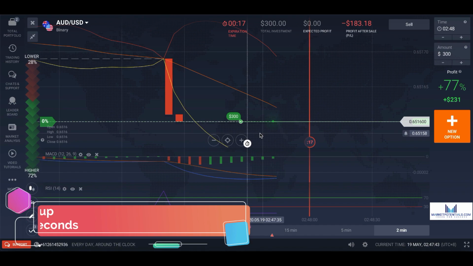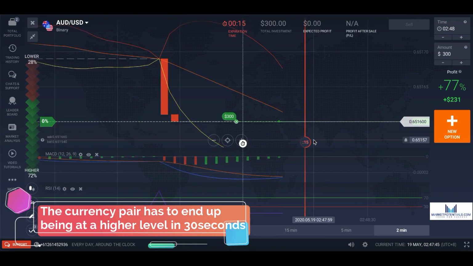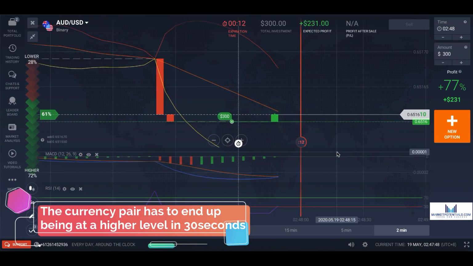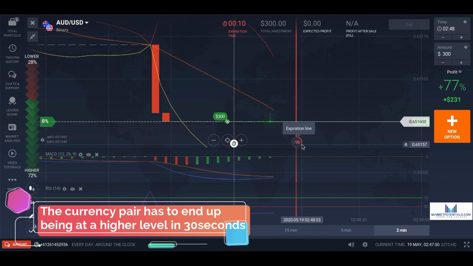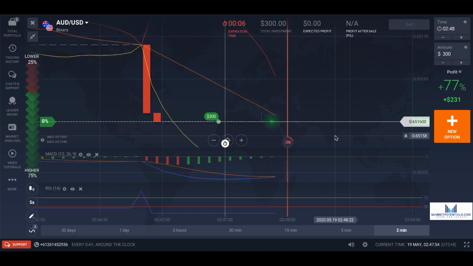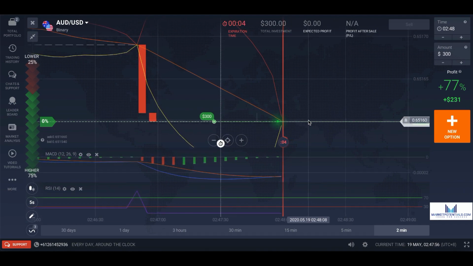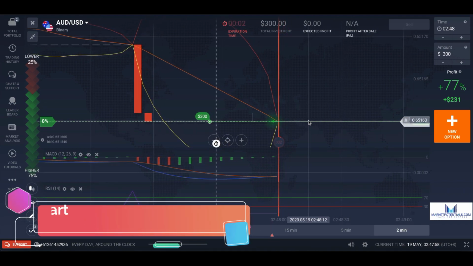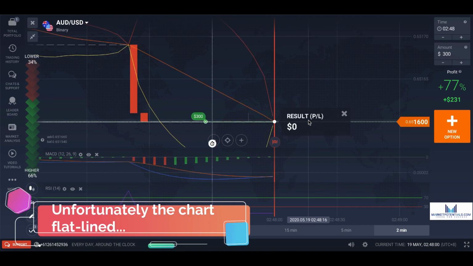Now, as you saw, this is the purchase deadline, and this is the expiration line. Now the expiration line, I've got just under 10 seconds now, and I do need this to go above the point we started at to be profitable. Now let's see if that happens or not.